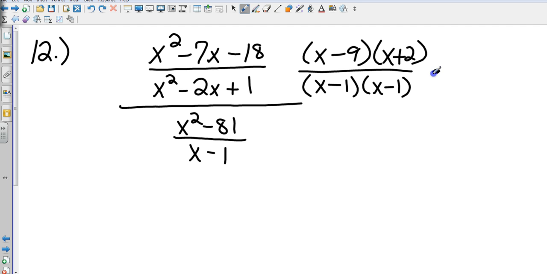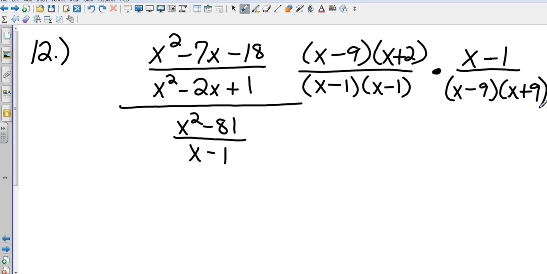Okay, so he flipped his second one. Parentheses, x minus 9, plus 9. Okay. So factor the trinomials on the top, and then on the bottom, that's a perfect square binomial. Okay. So the factoring is correct.